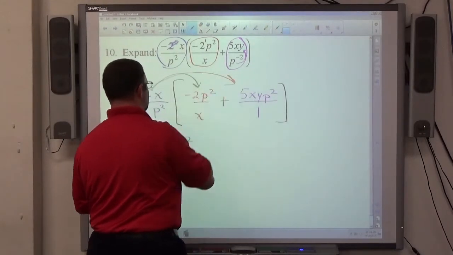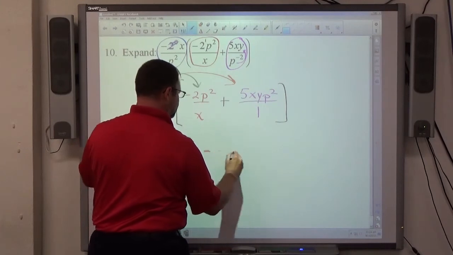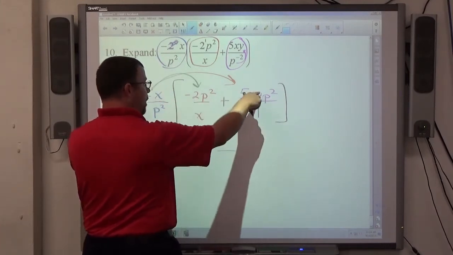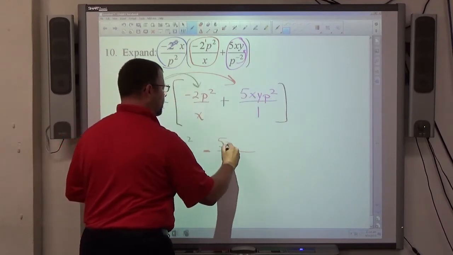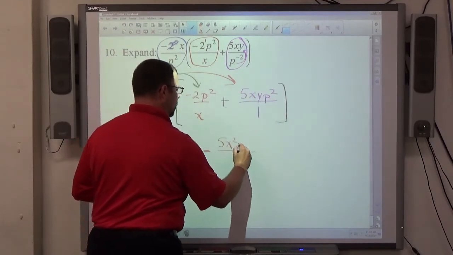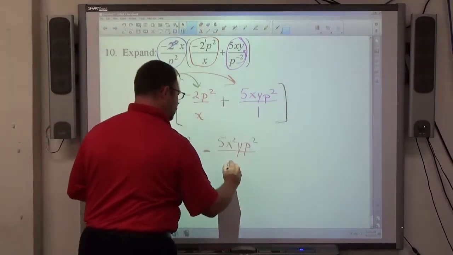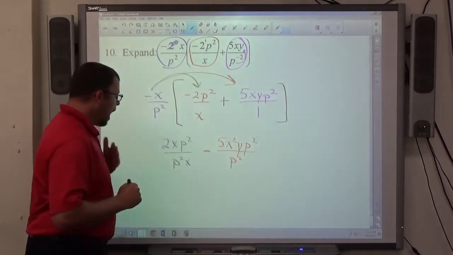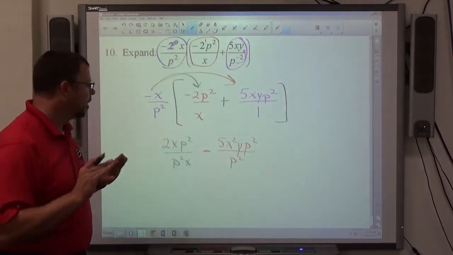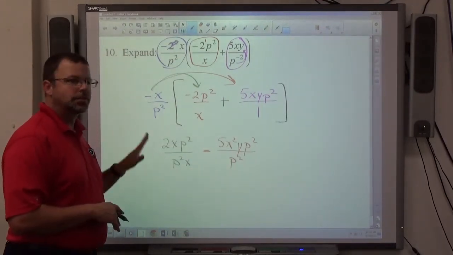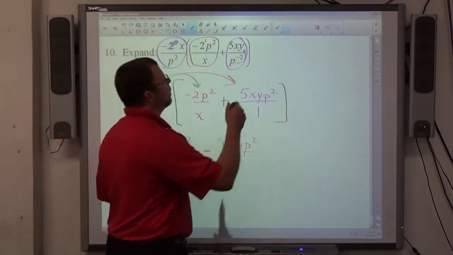Second term. Negative times positive makes a negative. 5 is the only number on top, nothing happens to it. X times x makes x squared. Y and p squared times no other y's or p's stays y and p squared. On the bottom, p squared times 1 is just p squared. Okay, I can see that the p squareds and x's are the same. I can see all that stuff. Save that for the next step. Just get your answer in unsimplified form, and then go ahead and simplify in the next step.